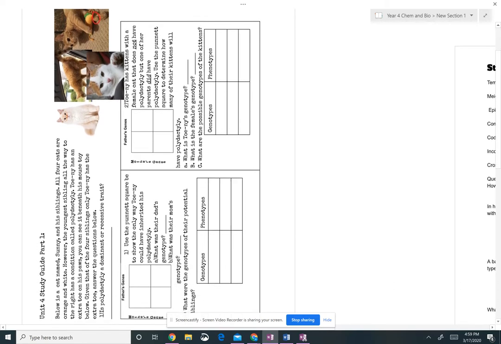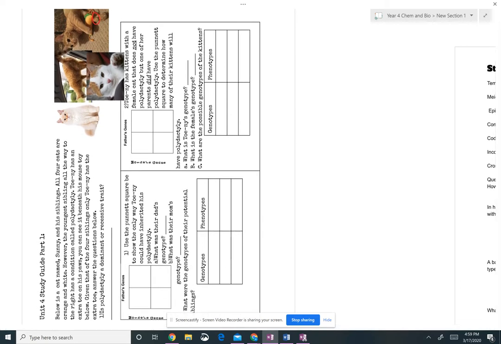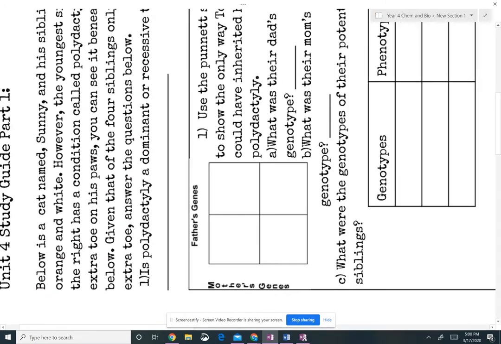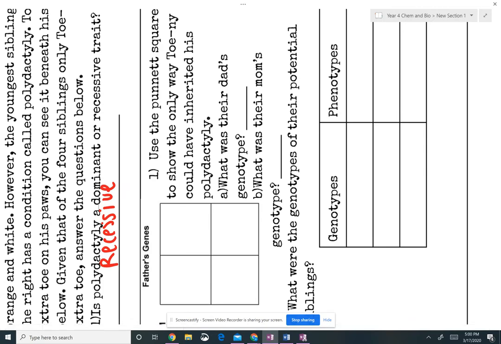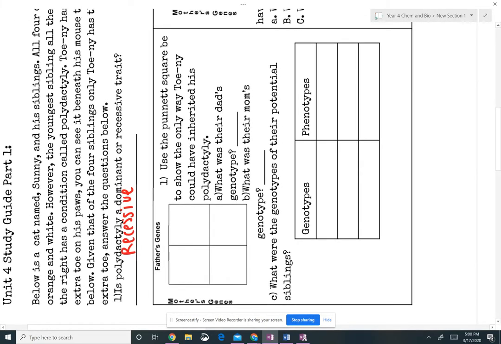And it says, given that of the four siblings, only Tony has the extra toe, is that dominant or is that recessive? So if you guys are looking at this, you should see right away that since it's not a popular trait, this thing should be recessive, right? And that is going to be what you will have on there. And then it says, use the Punnett square to show the only way Tony could have inherited his polydactyly.